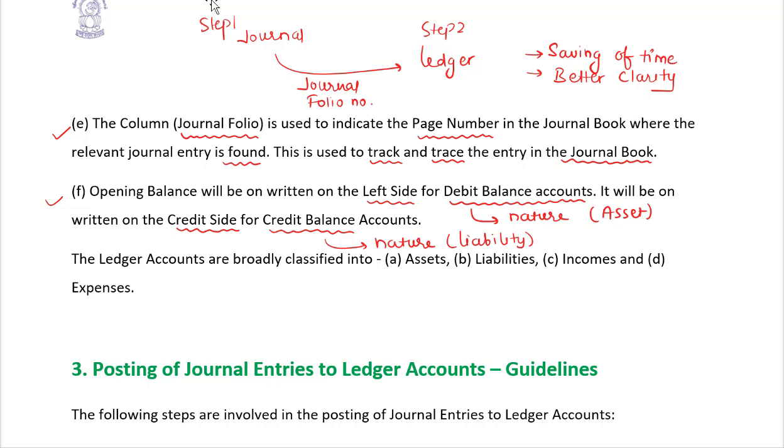The ledger accounts are broadly classified into assets, liabilities, incomes, and expenses. Dear students, all assets have debit balance, all liabilities have credit balance, all incomes have credit balance, and all expenses have debit balance. You know, income and expenses are a part of nominal account where the rule is debit all expenses and losses.